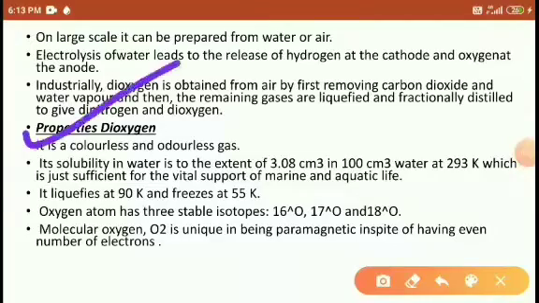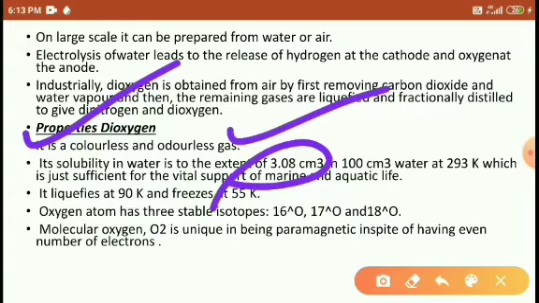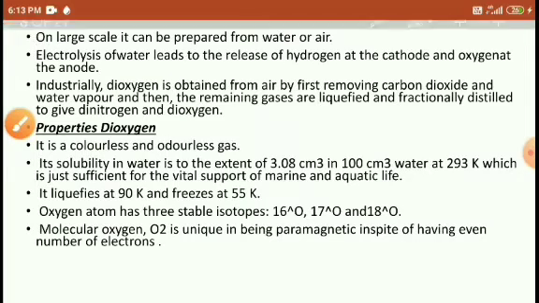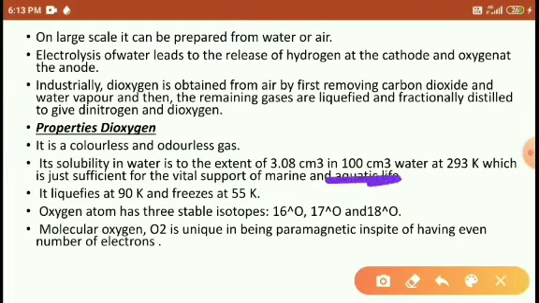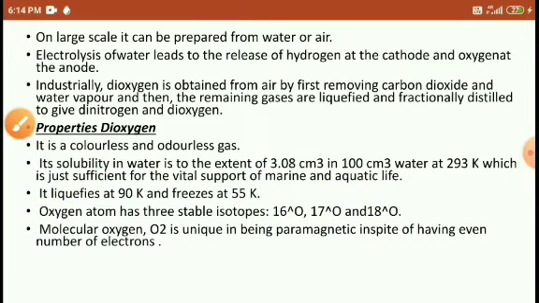Properties of dioxygen: it is a colorless, odorless gas. The solubility is 3.08 cm³ dissolved in 100 cm³ of water. So in 100 cm³ of water, about 3 cm³ of oxygen is soluble. It liquefies at 90 Kelvin and freezes at 55 Kelvin. The oxygen atom has three stable isotopes: oxygen-16, oxygen-17, oxygen-18, meaning atomic mass 16, 17 and 18 of oxygen.